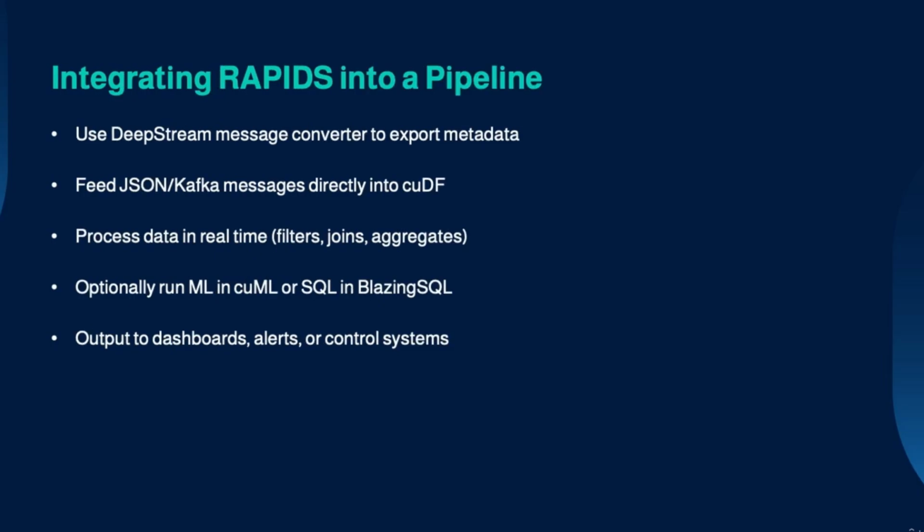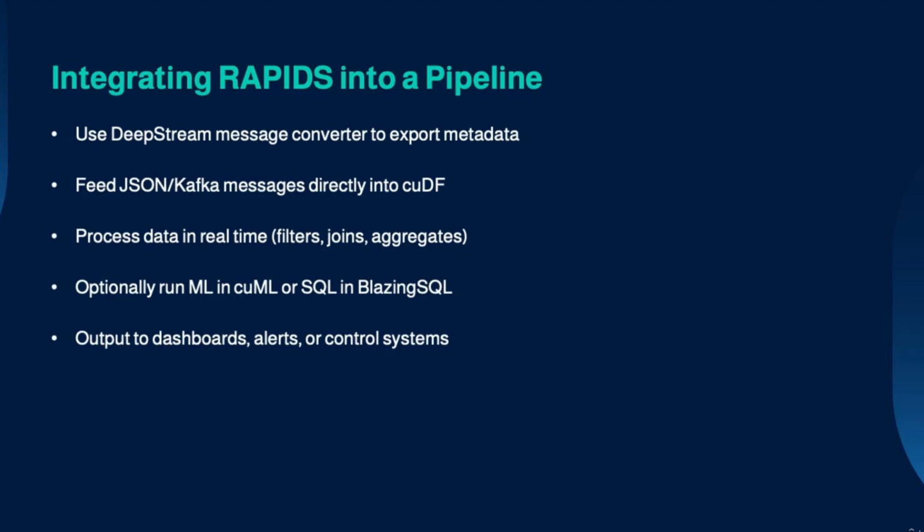Integrating RAPIDS with DeepStream is straightforward. Use the DeepStream Message Converter plugin to export detection metadata as JSON or Kafka messages. Those messages can be ingested directly into a cuDF data frame for processing. From there, you can filter, join, and aggregate data in real time, or run machine learning models in cuML. You can even execute GPU-native SQL queries in BlazingSQL.